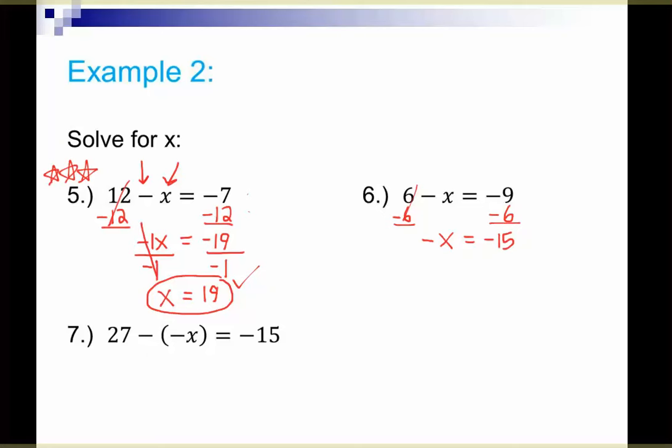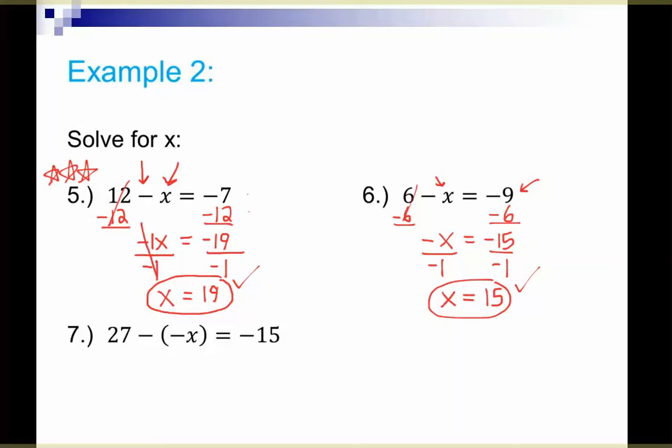I've got to get rid of that negative sign, so I'm going to divide both sides by negative 1. A negative divided by a negative is a positive. Positive x over 1 is the same as x. So x is going to equal positive 15. Just want to double check that by plugging in 15 here. 6 minus 15 would produce negative 9, so I like my answer.